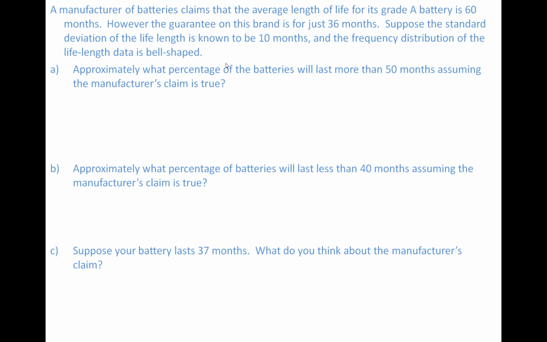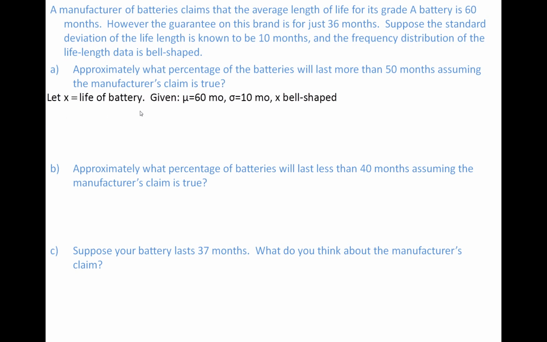Suppose the standard deviation of the life length is known to be 10 months and the frequency distribution is bell-shaped. That's your key that the empirical rule will apply. Approximately 1% of the batteries will last more than 50 months, assuming the manufacturer's claim is true. So what's the manufacturer's claim? The mean is 60 months, the standard deviation is 10 months, and it's bell-shaped data. So what percentage of batteries should last more than 50 months? We would want to know the z-score for 50 months.